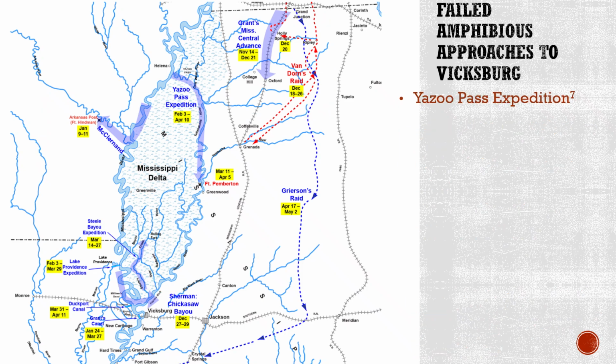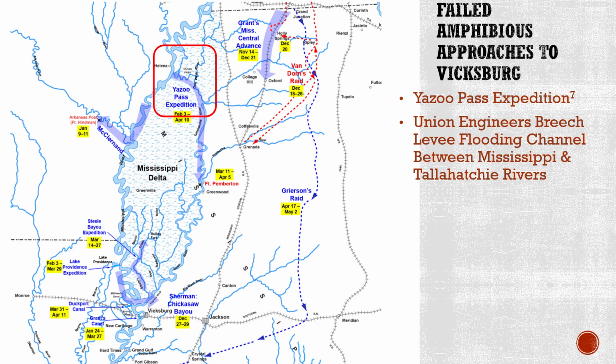In February through April of 1863, the Yazoo Pass expedition took place. In a feat of civil engineering magic, the Union engineers breached a levee and flooded a channel between the Mississippi and Tallahatchie rivers. Interestingly, this channel was so shallow before they flooded it that a canoe couldn't even make it through there. So it worked remarkably well.